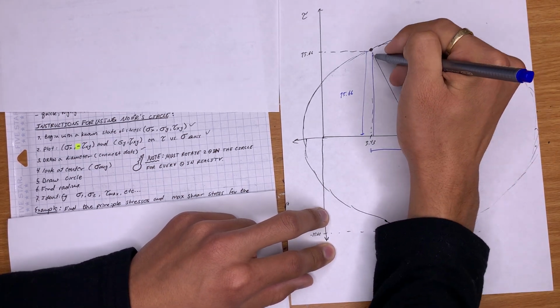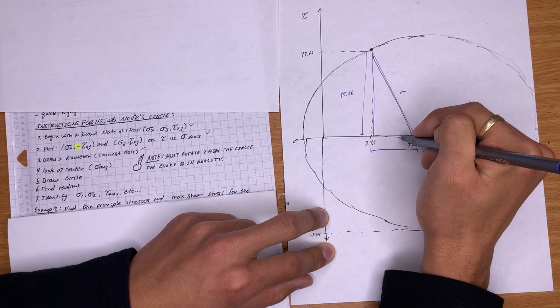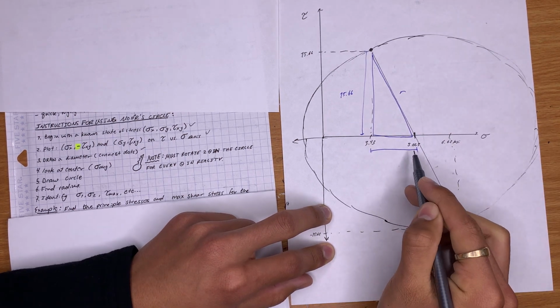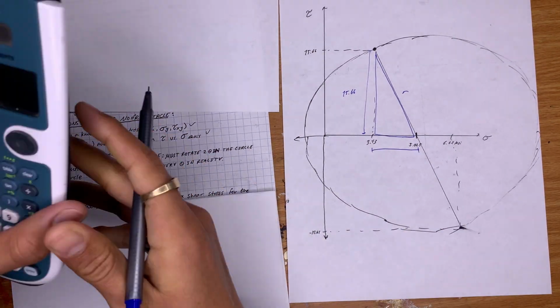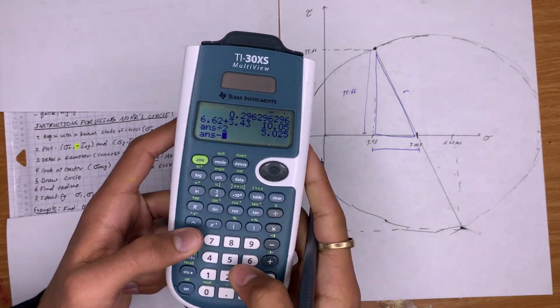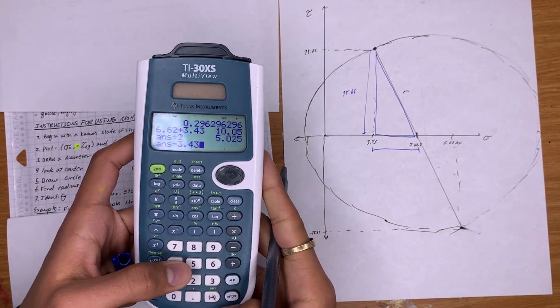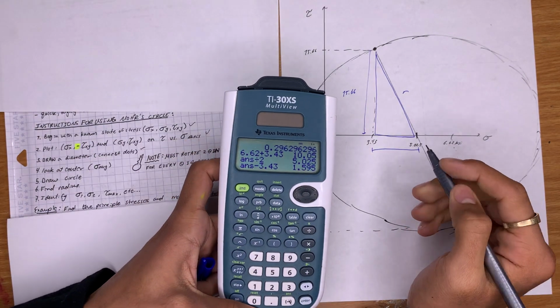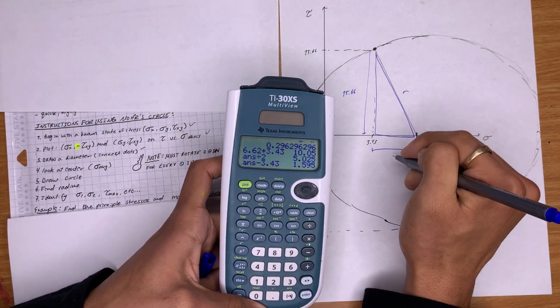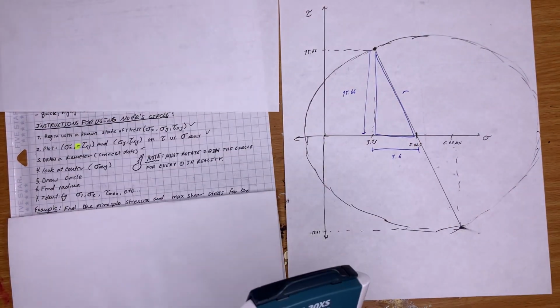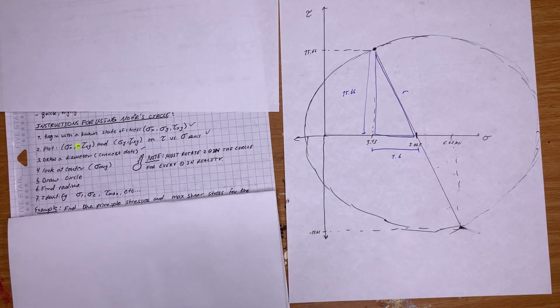To make it more clear, this here is the triangle I'm talking about. Okay, so what's the distance here? It's going to be 5.025 minus 3.43, which is 1.595, we'll call it 1.6. Alrighty.